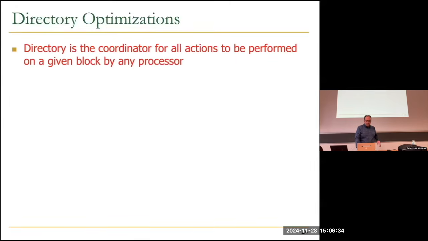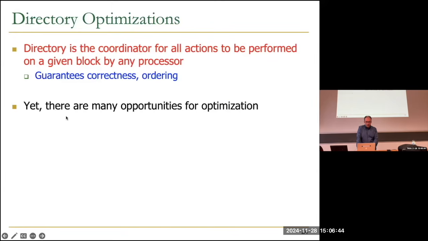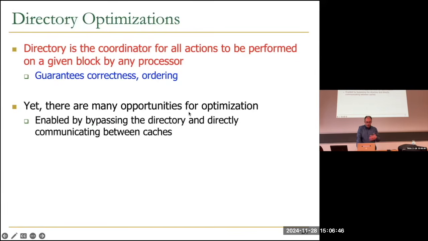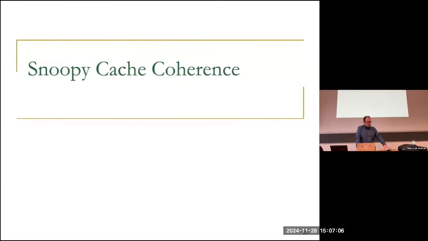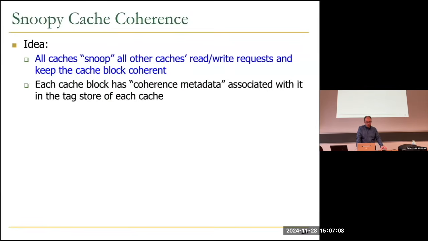So there are, of course, a lot of optimizations in directory. The directory is the coordinator for all actions performed on a given block by any processor, and it guarantees correct ordering. And there are many opportunities for optimization. For example, we can enable bypassing the directory and directly communicating between caches. We will see an example of this optimization later, when we cover directory techniques in more detail. But now let's get back to Snoopy cache coherence.